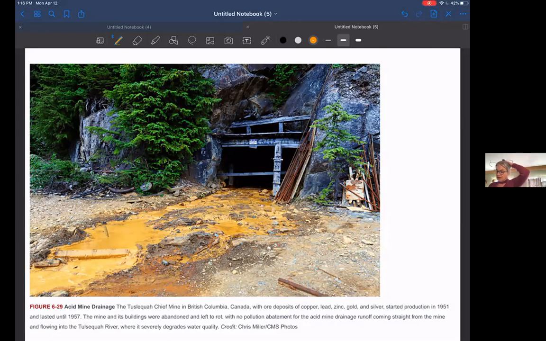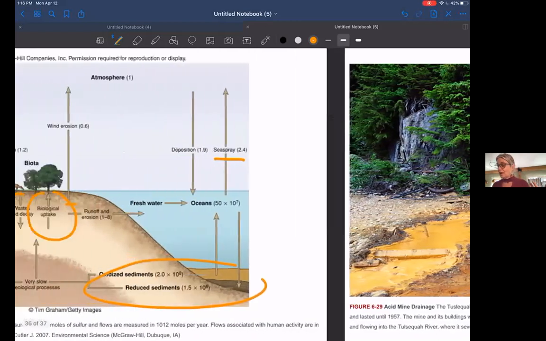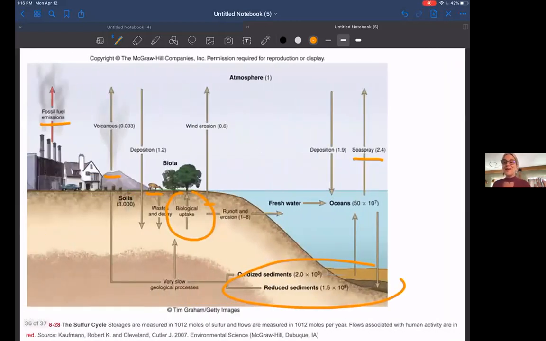We can see here an example of acid mine drainage that is flowing into a river, and it can cause massive death of the ecosystem when it does this. Those would be two of the human impacts on the sulfur cycle.